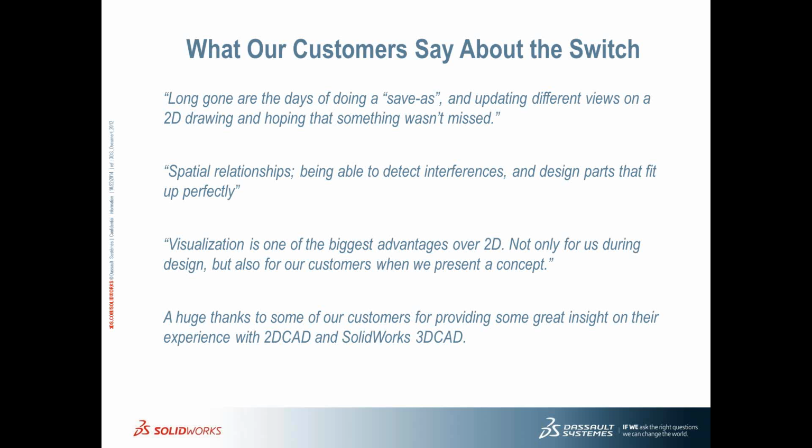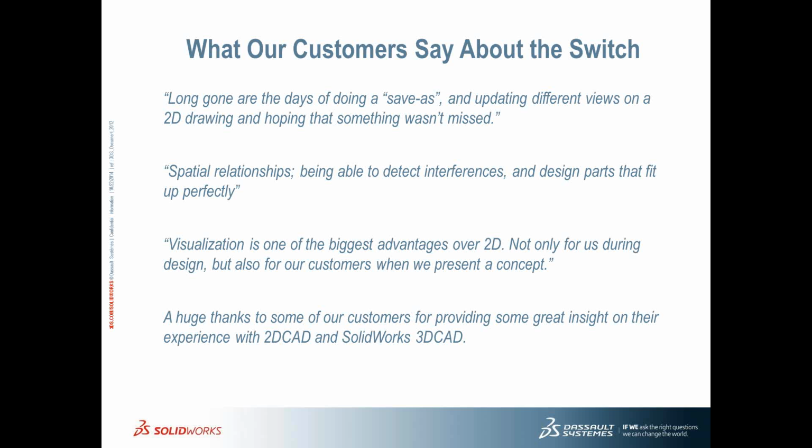And I know that you can see these, but in the interest of reiterating, just to read them off, Todd mentions, long gone are the days of doing a save as and updating different views on a 2D drawing and hoping that something wasn't missed. Keyword obviously being hoping, right? So obviously it speaks to the idea of reducing those errors that are associated with doing a lot of this stuff manually, right? So obviously the automatic updates reduce the chance of making those specific errors. The automatic update is a great feature within SOLIDWORKS, so we appreciate Todd sharing some background there.